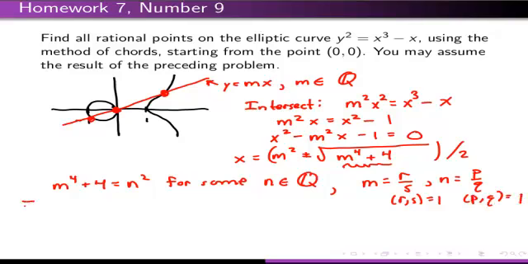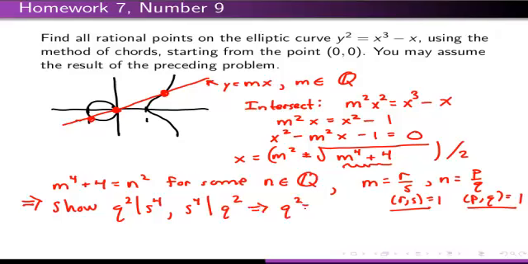Turn this into an integer equation involving r, s, p, and q. Okay, and then show that q squared divides s to the fourth, and that s to the fourth divides q squared, using the relatively prime conditions, which will mean that q squared equals s to the fourth, and then show that you obtain the type of equation we just saw in problem number 8.